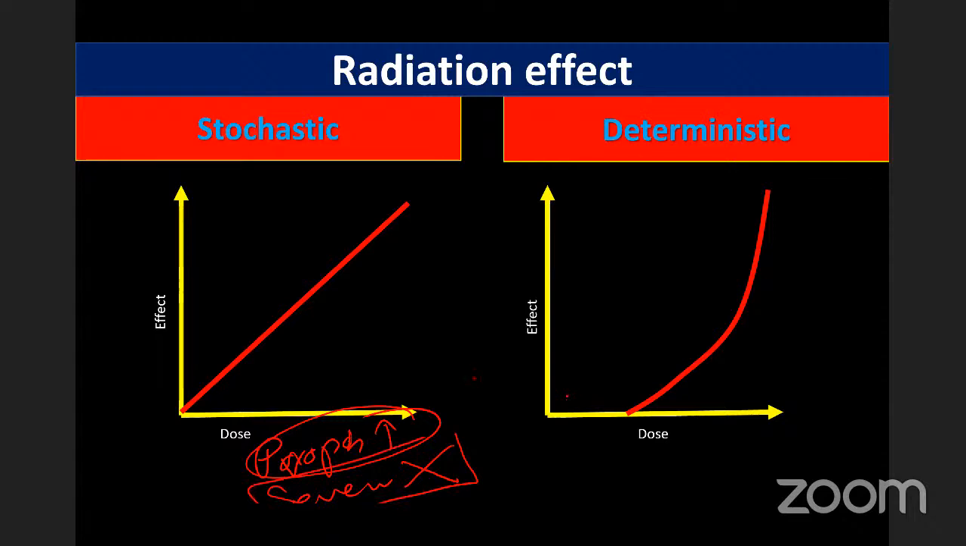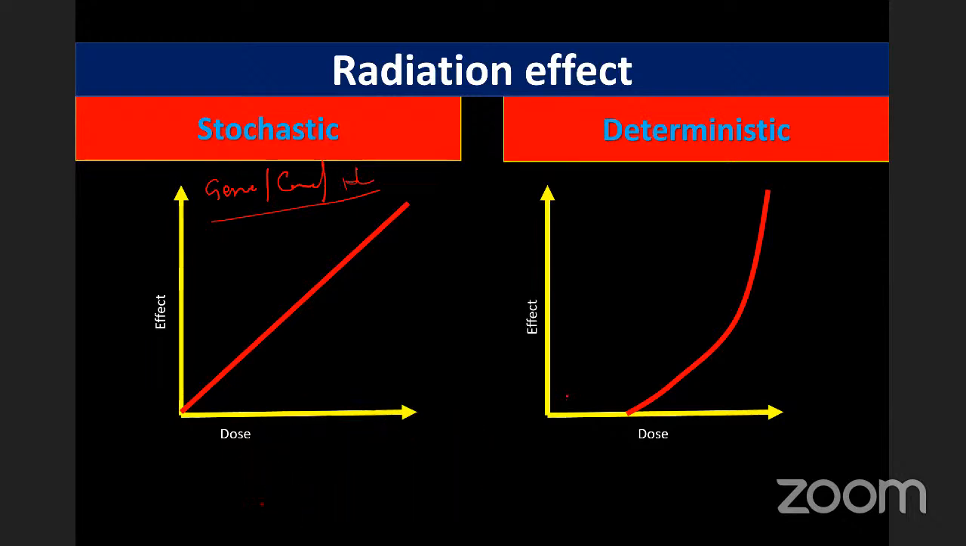Examples of stochastic effects are the genetic change, the cancer, and the hereditary effects. These are the examples of the stochastic. So the severity doesn't depend on the dose. The probability might depend on the dose. So that's all, it's very simple. These are the stochastic effects.